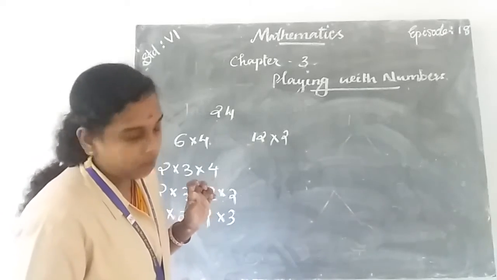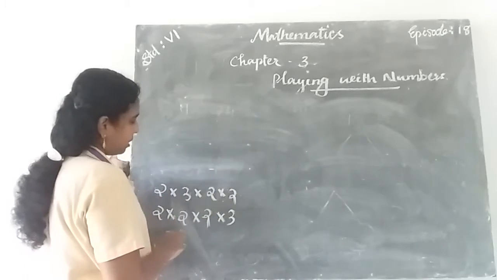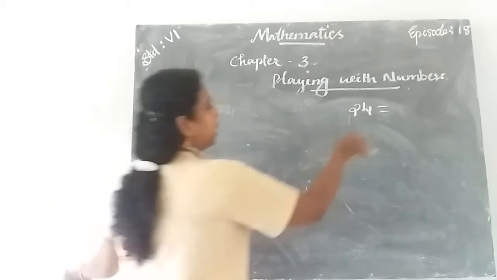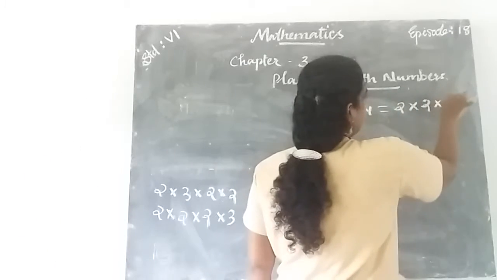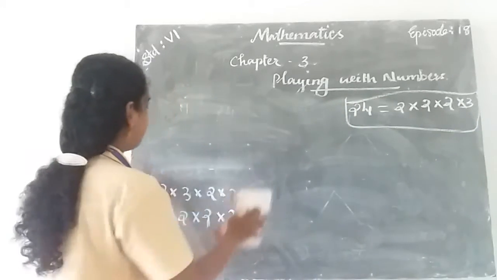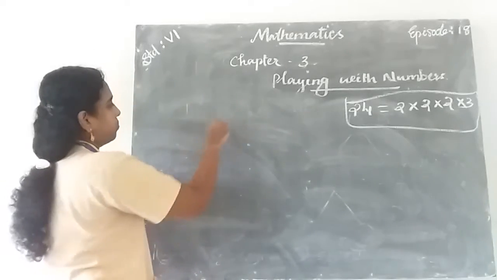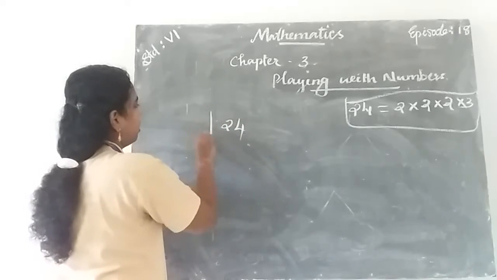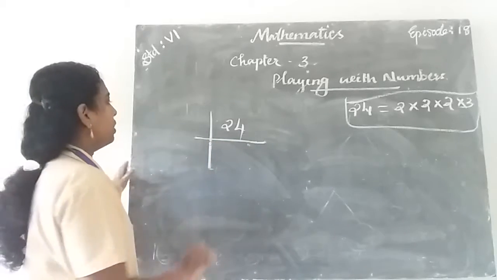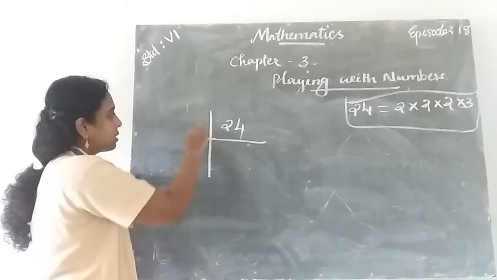In another way, we use the division method. Prime factorization of 24 is 2 into 2 into 2 into 3. This can also be done by the division method. In the division method, first we divide the number by prime numbers: 2, 3, 5, 7, etc. That is, we start with the smallest prime.